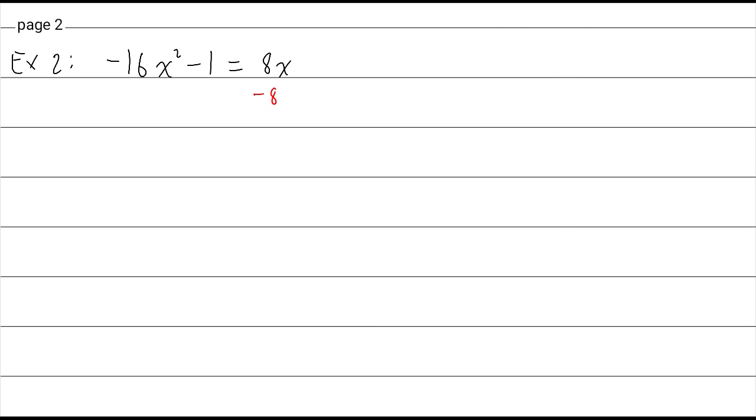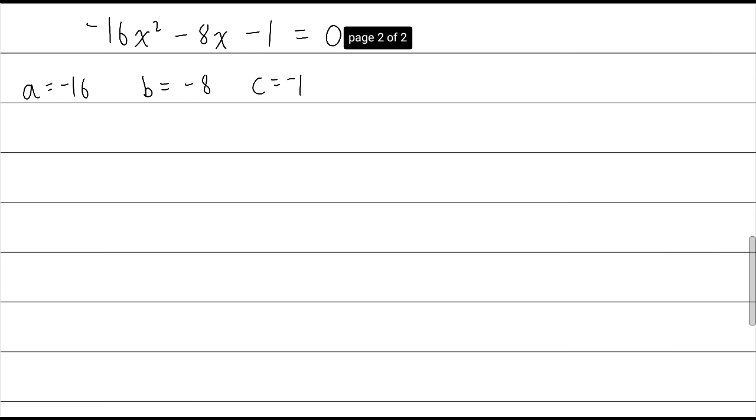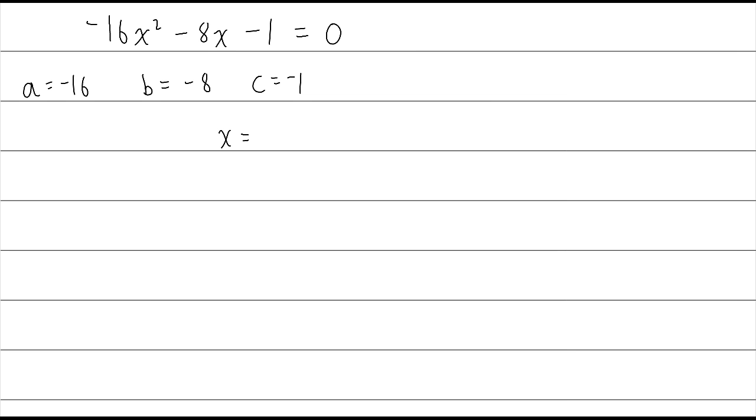So I'm going to subtract 8x from both sides, keeping in mind that I don't have any like terms, so I can't combine anything. And notice how I put it between the -16x squared and the -1, right? Because I want my exponents to be in decreasing power. All right. A is -16. B is -8. C is -1. X equals -b plus minus square root b squared minus 4ac over 2a.